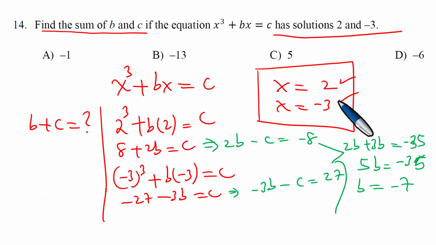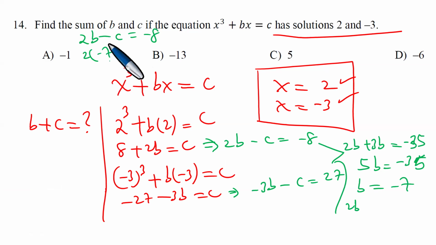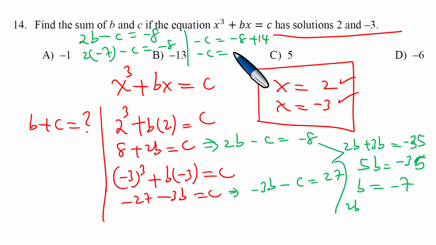You can use any of these equations. Like the first one, 2b minus c equals minus 8. And then you got b equals minus 7, you can put it here: minus 14 minus c equals minus 8. Then minus c equals minus 8 plus 14. What is minus 8 plus 14? It's 6. So you divide by negative, you get c equals minus 6.